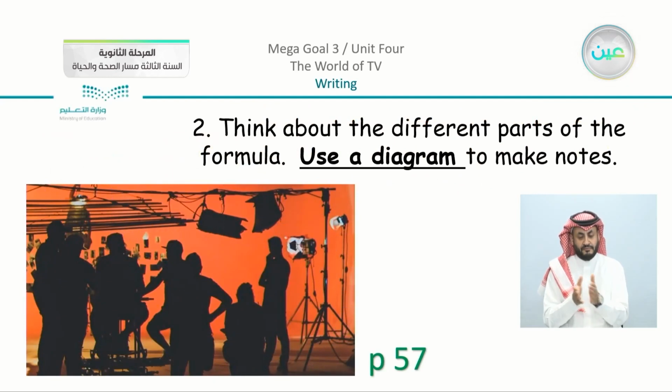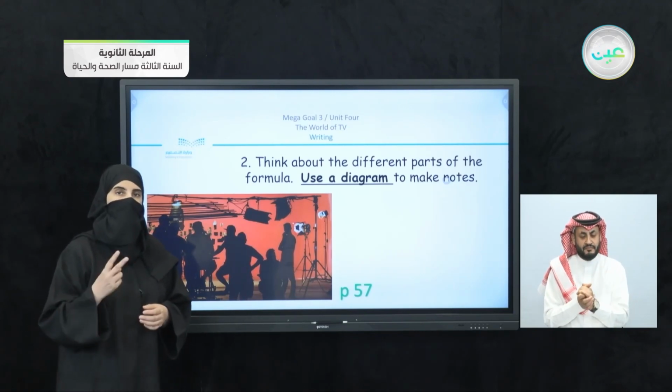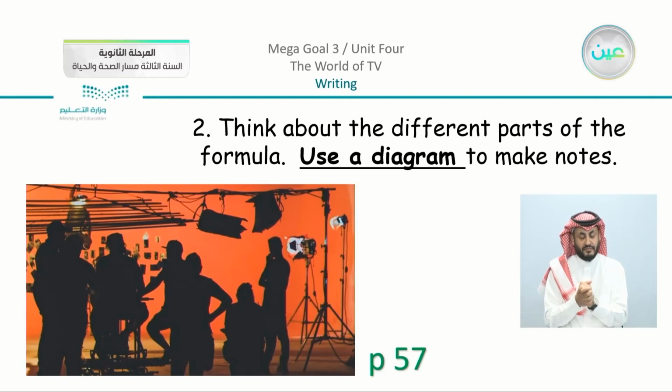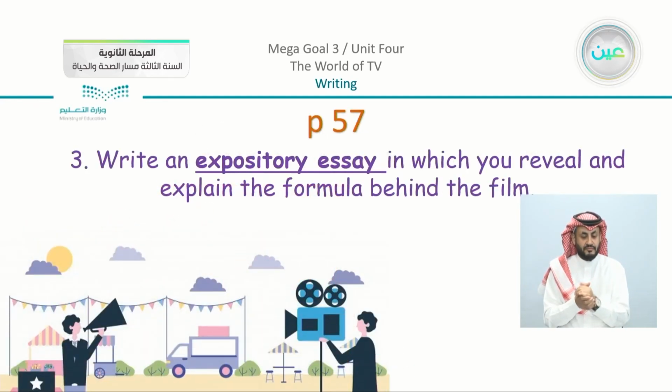Now, we decided which genre we are going to talk about, or what the movie is specifically. Number two, we are going to think about the different parts of the formula. Use a diagram to make notes. So to make it easier for you, you can just use a diagram. We're going to see it.